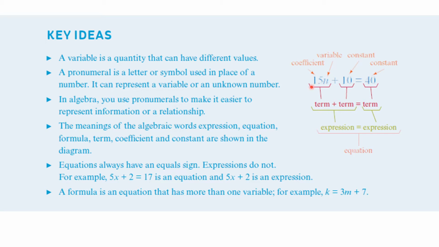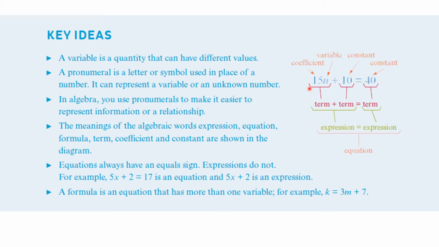This value here of 15 is called a coefficient. This name is only used when it's in front of a letter. If we look now at just the number 10, or just the number 40, we call those constants, just numbers on their own.